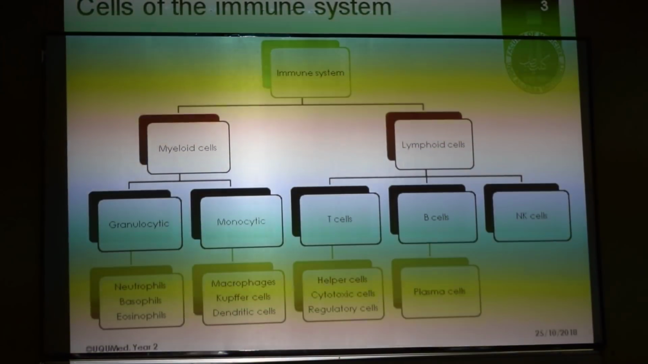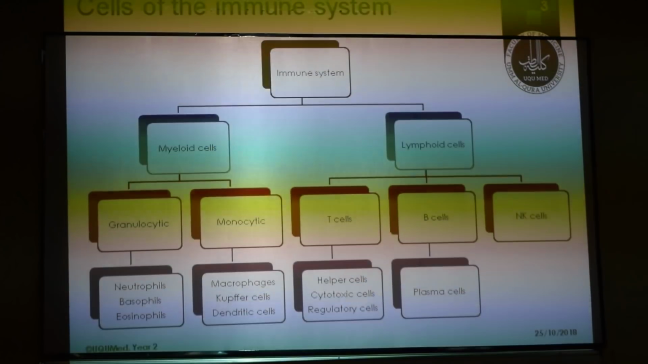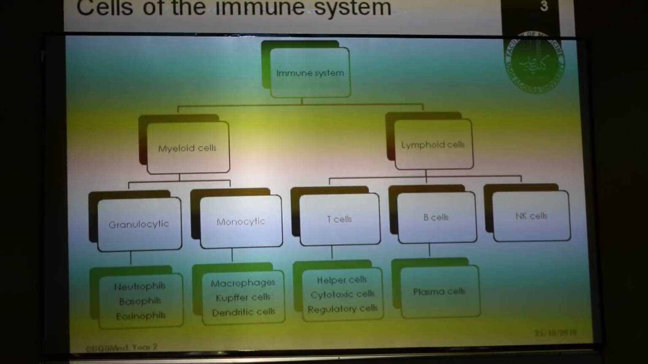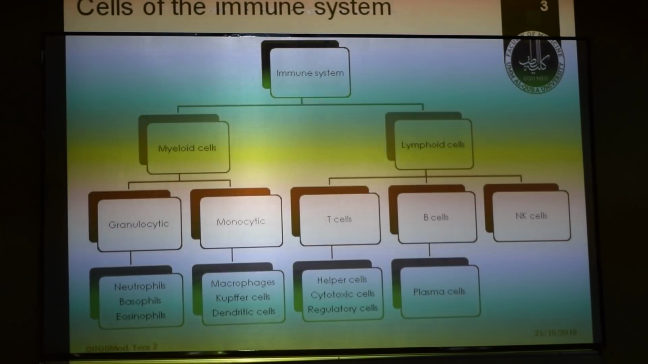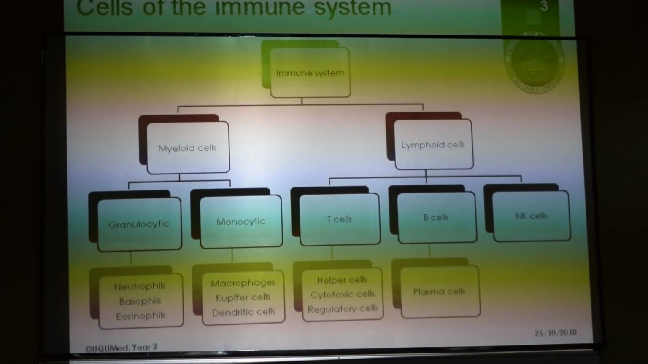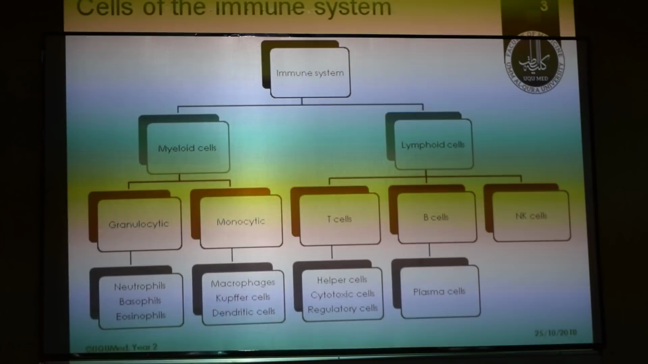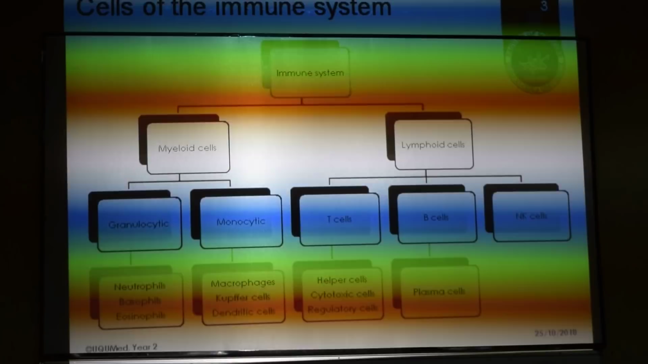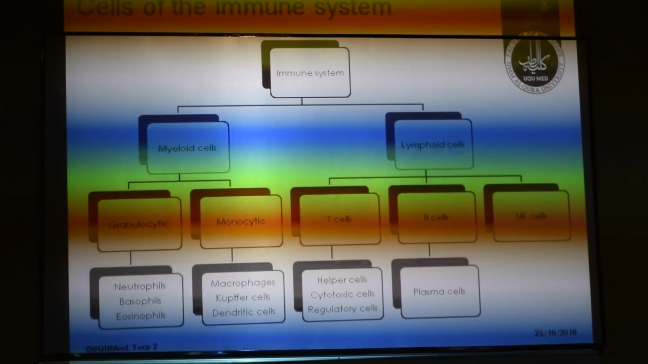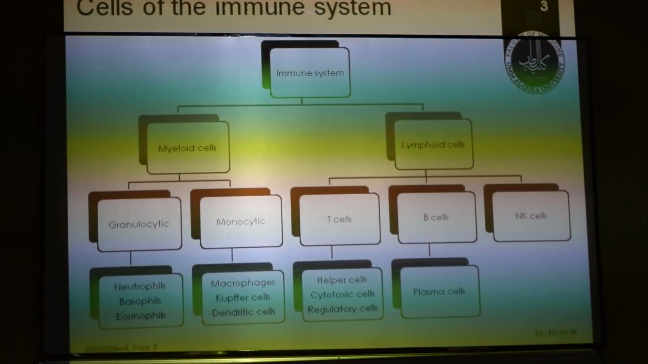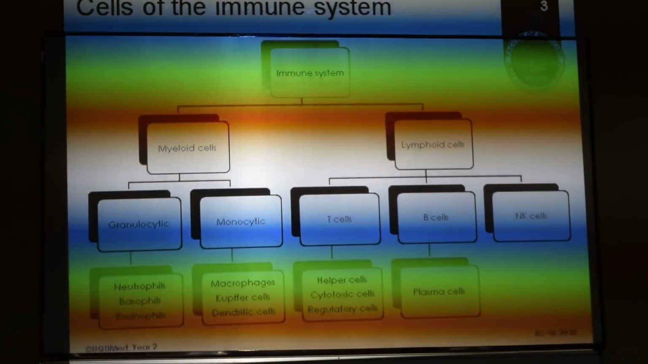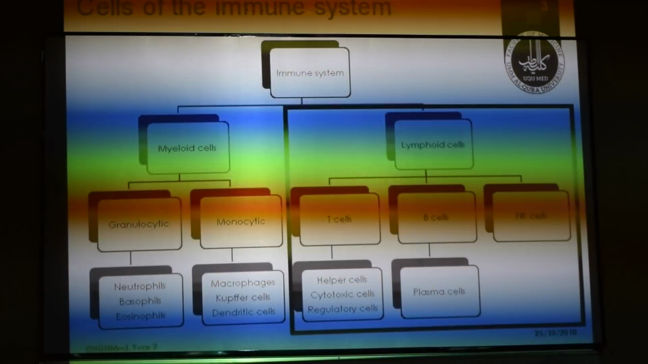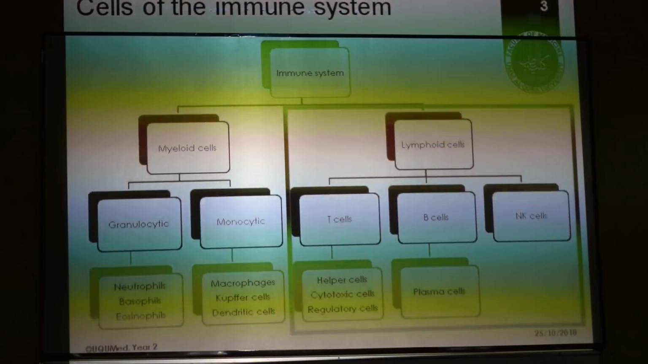If we look at the total number of white blood cells, among those, about 60% are granulocytes. I'm telling you the average percentage, and 10% are monocytes. So 70% is the myeloid lineage. The remaining 30% is these lymphocytes, which are T cells, B cells, and natural killer cells. So we'll focus on these cells today.